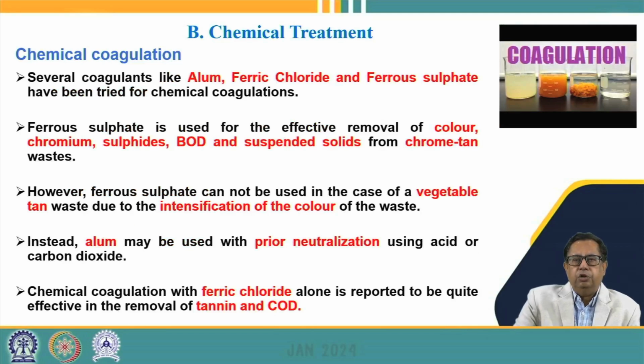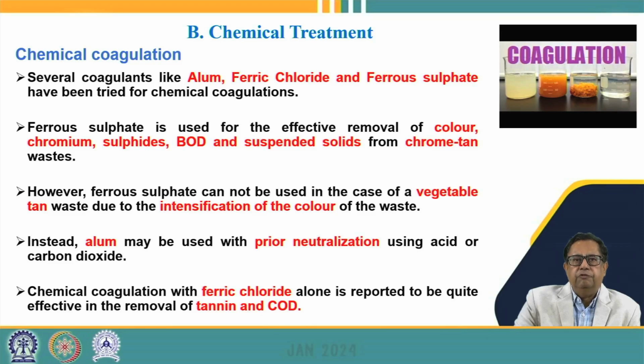After this, we may also go for the chemical treatment method where we can use a number of coagulants. For example, we can use alum, ferric chloride, or ferrous sulfate, so that we can settle out the colloidal particles which are present in the wastewater. Ferrous sulfate is highly effective in the removal of color. Similarly, the chromium and the sulfides can also be removed, and BOD and suspended solids have been removed by using ferrous sulfate. But this is generally applied for the chrome tan waste.